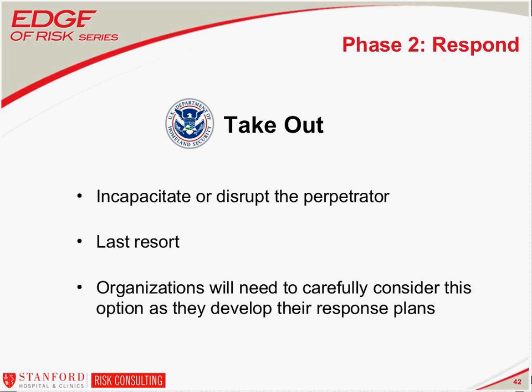Take out refers to taking action against the active shooter by, for example, throwing objects or improvising weapons to disrupt or incapacitate the shooter. DHS recommends take out only as a last resort when your life is in imminent danger. When developing policy and procedure for active shooters, organizations will need to carefully consider this option in their response plans.